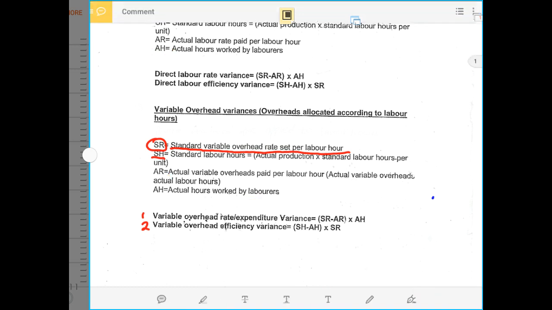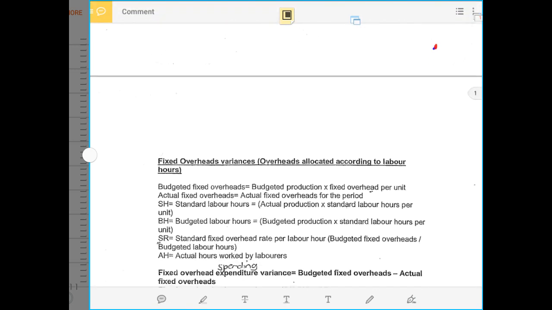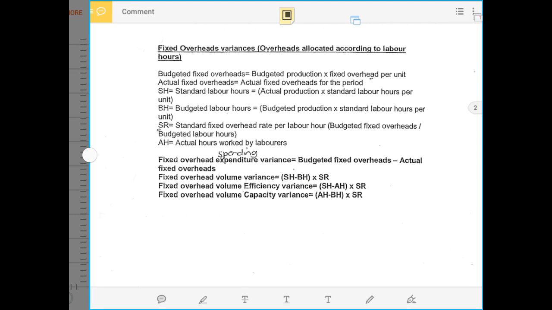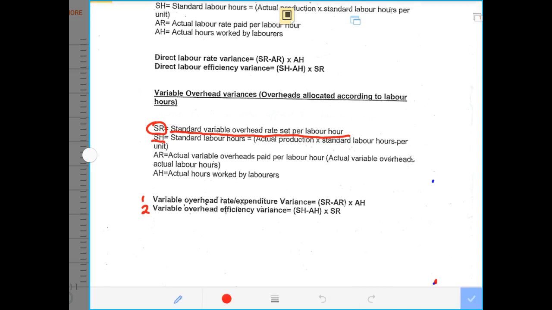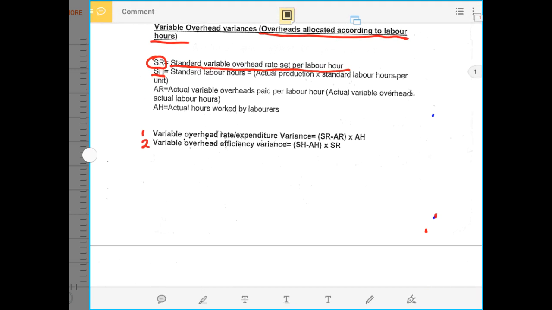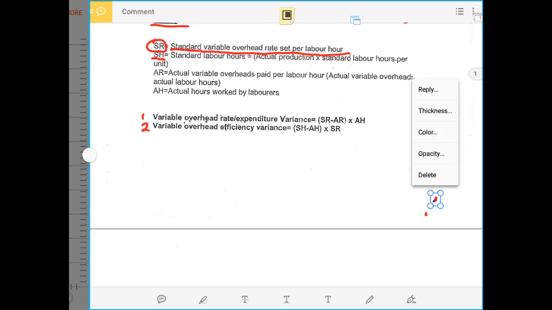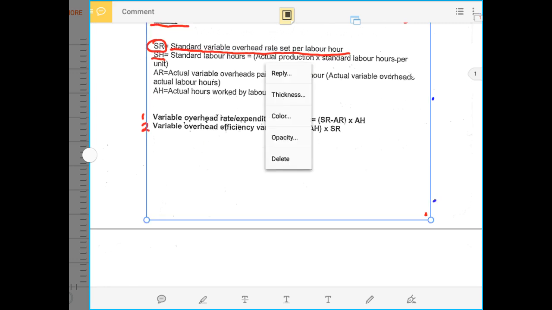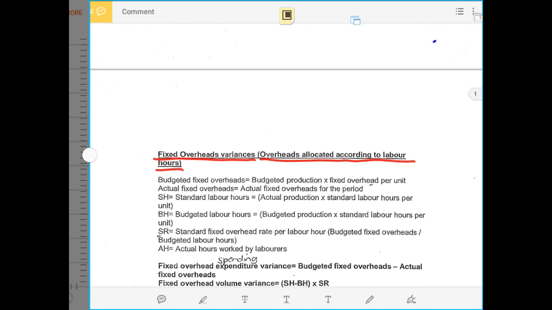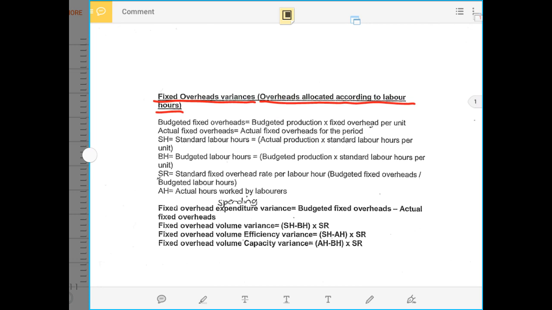So now we continue on that same note to the last part of our variances, which is the fixed overhead variances. To make mention of the fact that overheads are allocated according to labor hours. Please take that into your attention. And also with the variable overhead variance, they told us that overheads are allocated according to the direct labor hours. So that means the base to allocate our overheads will be the direct labor hours. Then we proceed to the last variance, which is the fixed overhead variances.